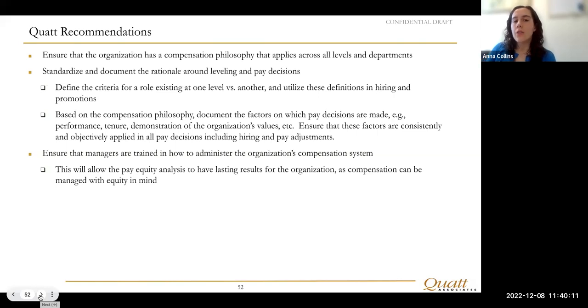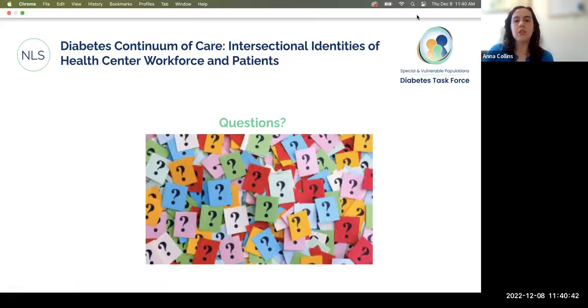And finally, throughout the organization, making sure that managers are trained in how to administer the compensation system, because this can be another area for differences. If one person is administering it one way and someone else is administering it the other way, then even after you have done the compensation and pay equity analysis, it won't continue to be relevant if people's salaries are then raised or lowered without any kind of system to it. So everyone needs to know how the process works. So with that, that's all I've got. I can turn it back for the next stage.